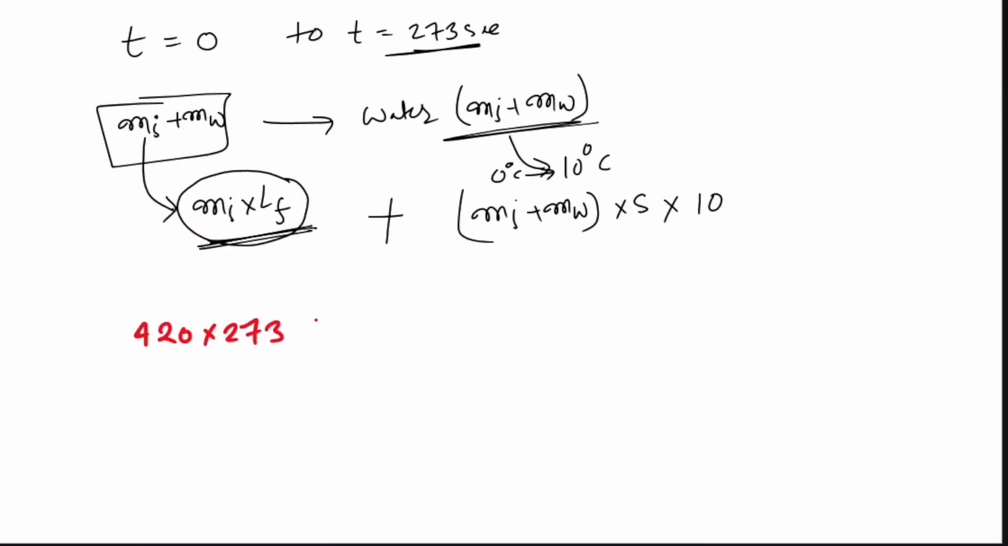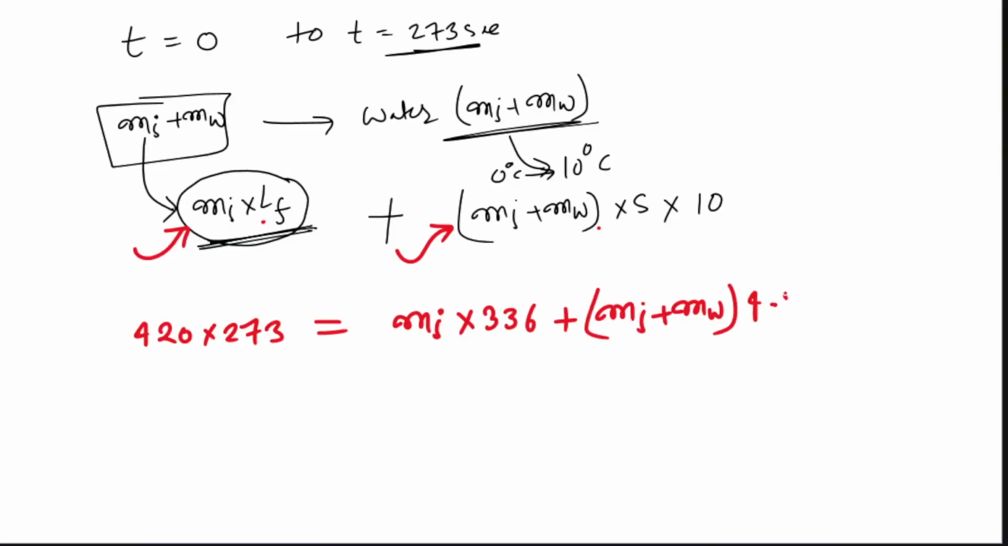And that amount of energy supplied has gone to this thing and to this thing. So this must be equal to this plus this. So this is equal to mi into LF, that is 336, plus mi plus mw into 4.2 into 10. Okay, so this is this.